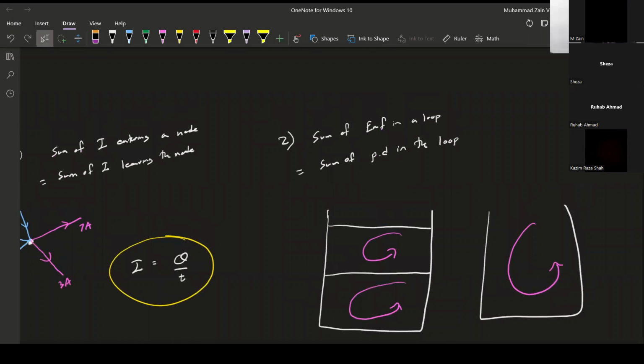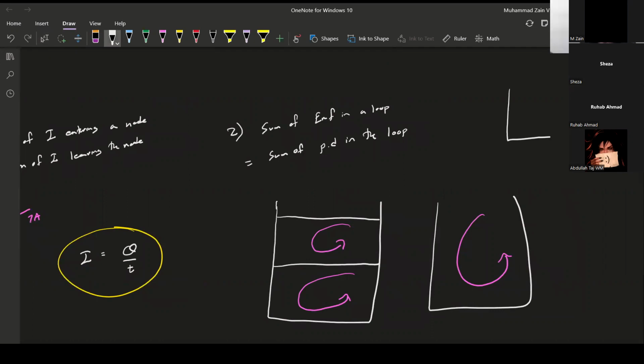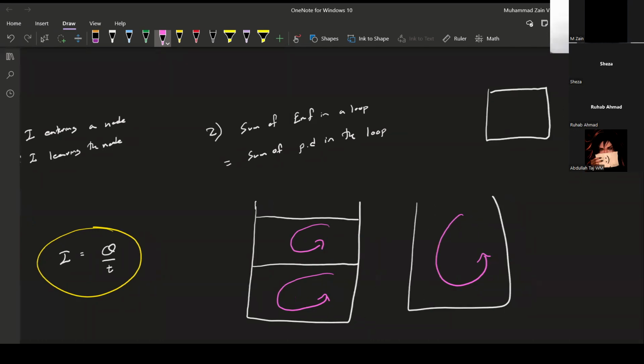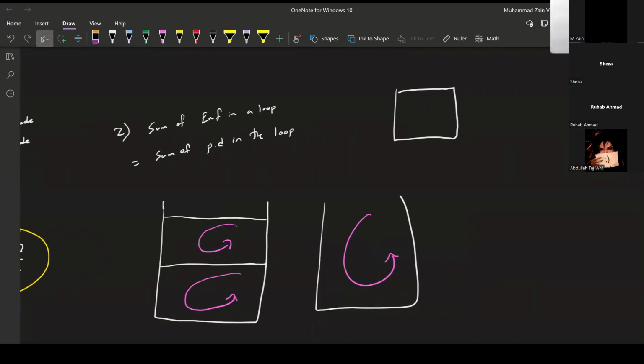Another way to phrase this could be that if I just draw a loop in front of me and just assume that this is a loop, then the sum of EMFs, the EMFs that would be adding. And what's an EMF, or what's a potential difference? Okay, so if this is a loop and there are EMFs involved, what is voltage? Can anyone tell me what voltage is? What's the formula for voltage?